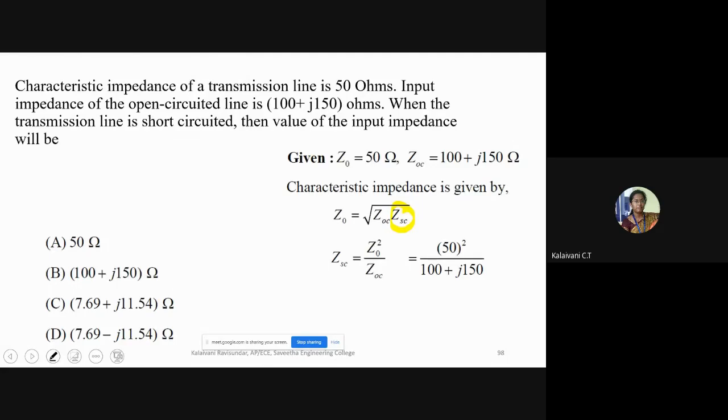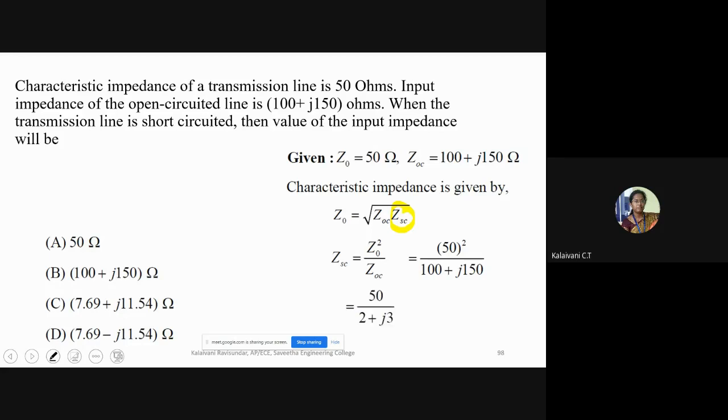How do we solve when we have a complex term in the denominator? As we all know, we multiply the complex conjugate in the denominator and numerator to make the denominator a real value.